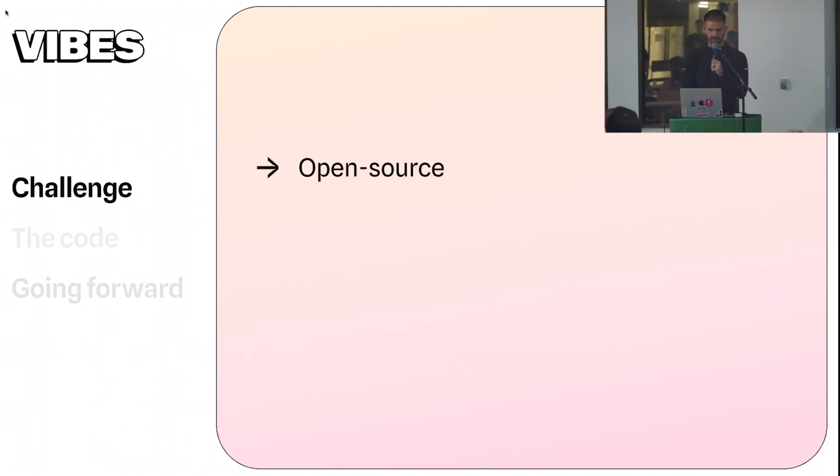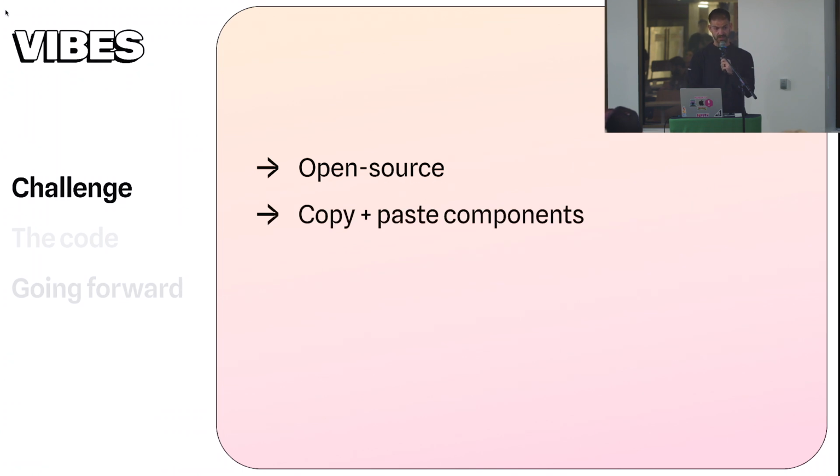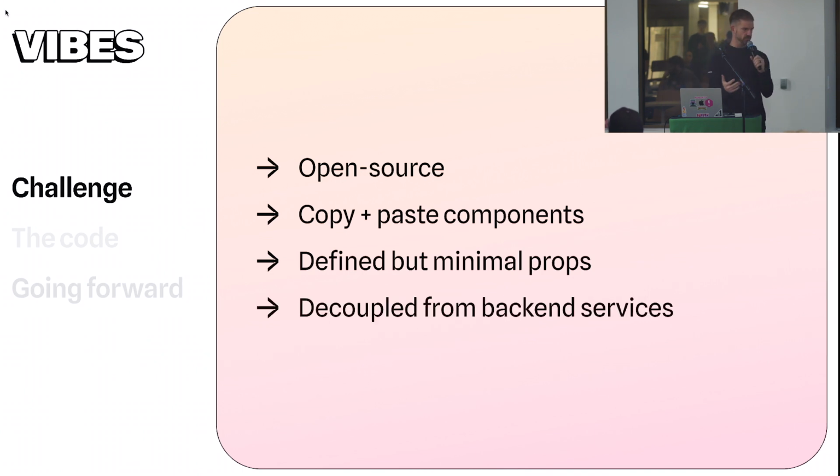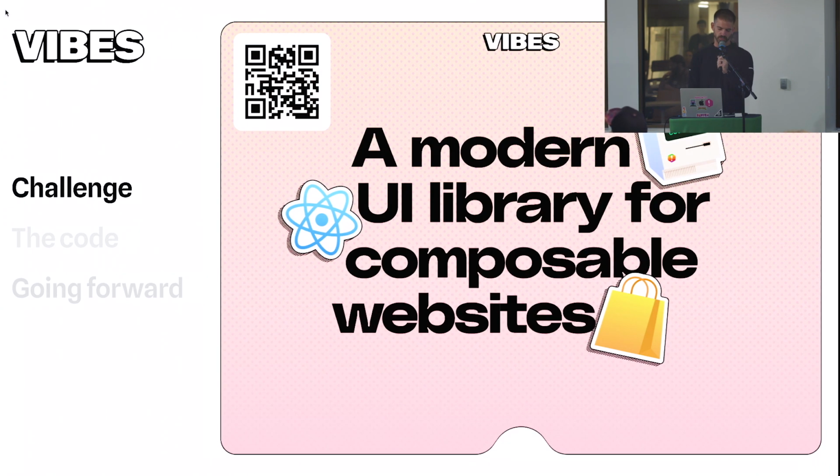And so on top of the theming, our goals with theming, they wanted to create something that was open source, have copy and paste components, something similar to ShadCN, have defined but minimal props, we'll talk about that more in a second, and be completely decoupled from backend services. Again, going back to composability and flexibility. And that's where we came up with Vibes.